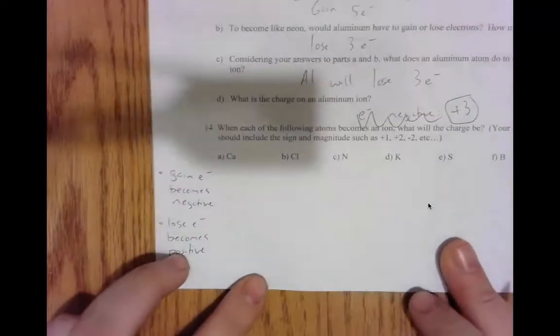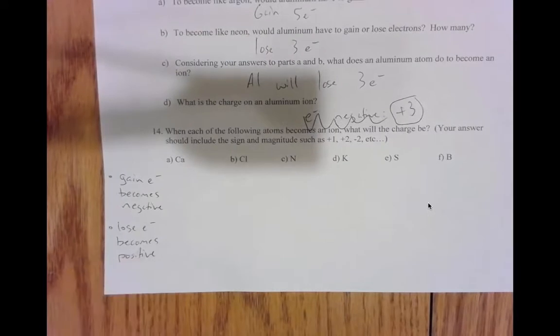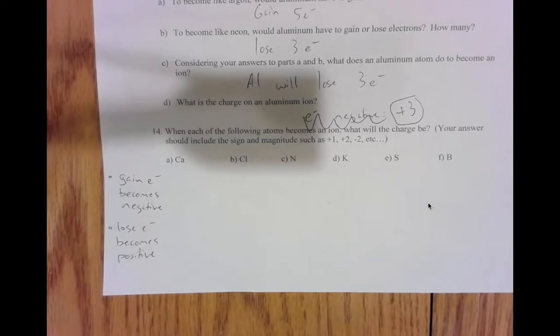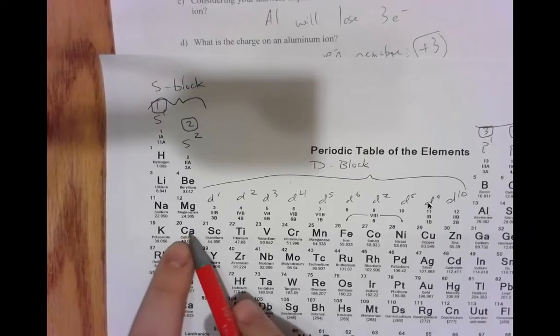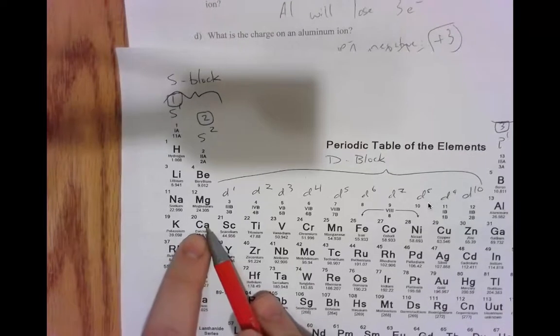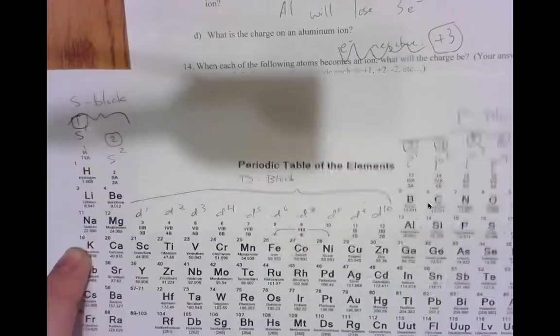So next we have question 14. So question 14 just wants us to do what we just did for aluminum for a few other elements. So I'll help you with the first one or two, and then you guys will have to finish the rest. So the first example is calcium. So we come over to calcium on our periodic table. So we need to figure out, will it gain electrons or lose electrons? So if we check out calcium on our periodic table, look, it would lose electrons, because if we lose 1, 2, we would be back in argon.